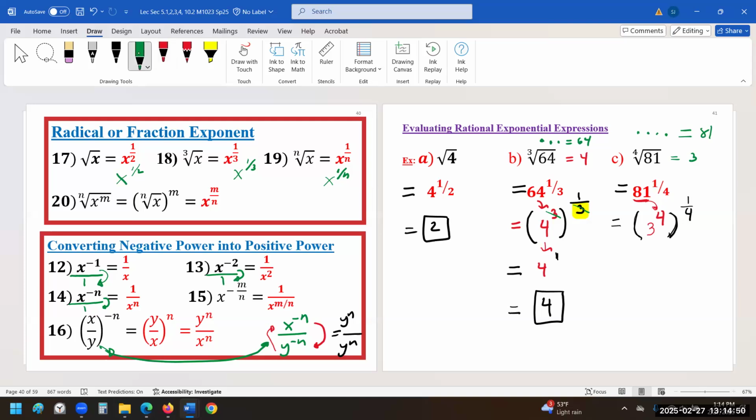Why? What is our goal? To do what? Cancel the denominator. We hate denominators. Anytime we see a denominator, we hate that. So we cancel, and now we love it. We have 3 from the inside and 1 from the outside, which is the same as 3.